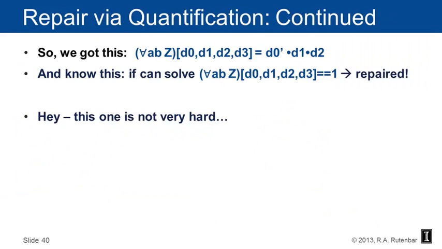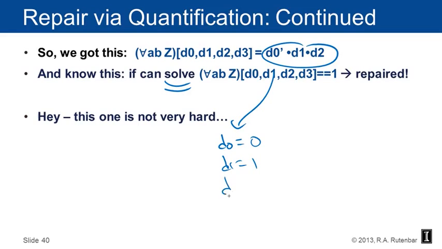So, what did we get? What we got was that the quantification that got rid of the A's and the B's in the manner that we needed is just D0 bar, D1, D2. And we know that our goal is to solve this, all right, and make it a 1. So, you know, what do you have to do to make this thing a 1? And the answer is you have to make D0 a 0, you have to make D1 a 1, you have to make D2 a 1, and D3 is, I don't really care. Don't care. Anything you want, doesn't matter, which is interesting.